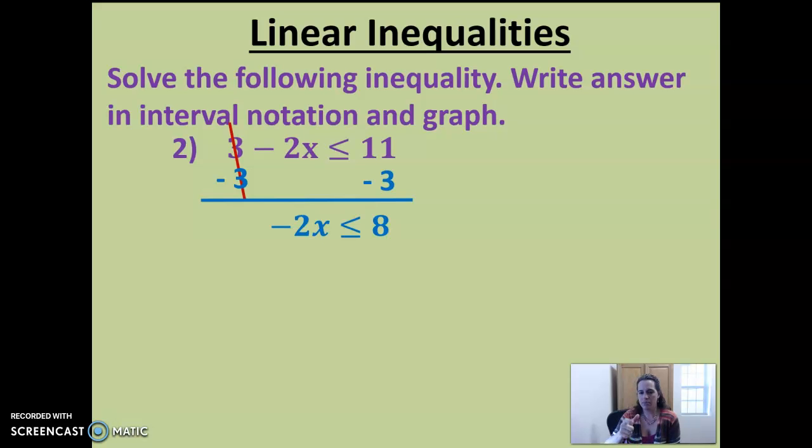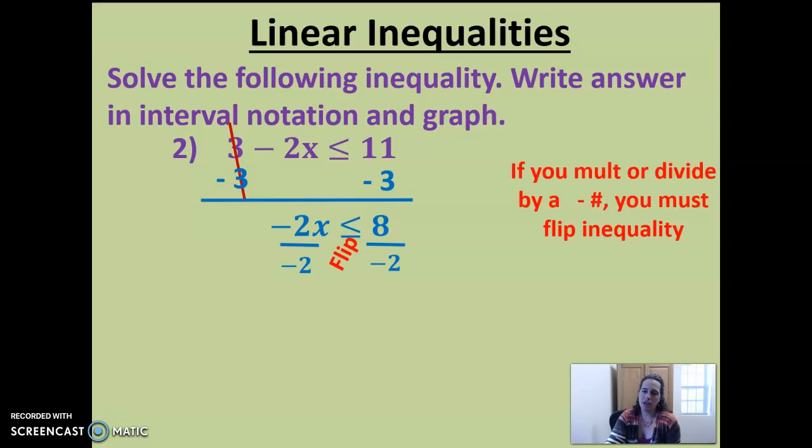Now, at this point, we do need to get rid of the negative 2 attached by multiplication. So we're going to divide by negative 2. But this is where that extra rule comes in. We have to flip this inequality only if you are multiplying or dividing by a negative number. So write this rule down. If you are multiplying or dividing by a negative number, you have to flip your inequality.